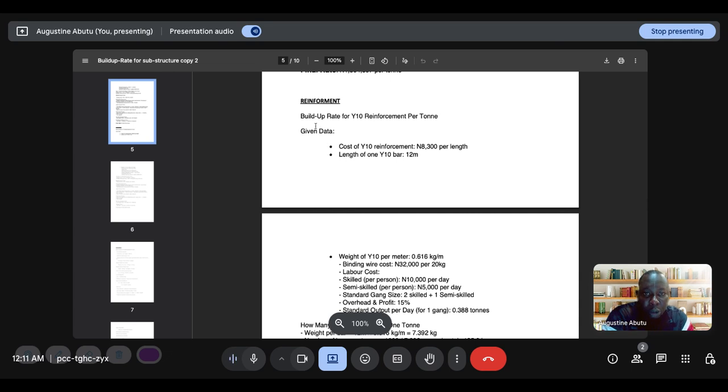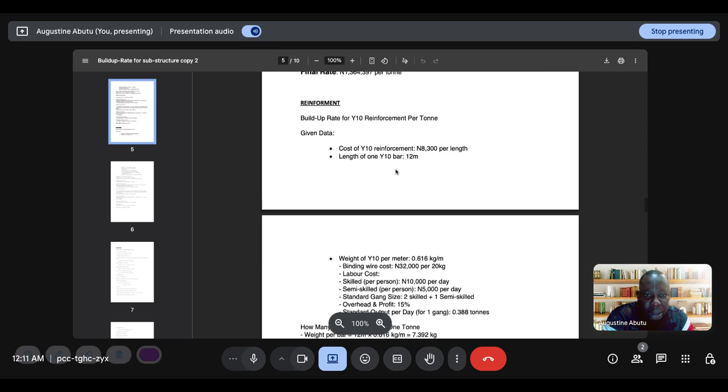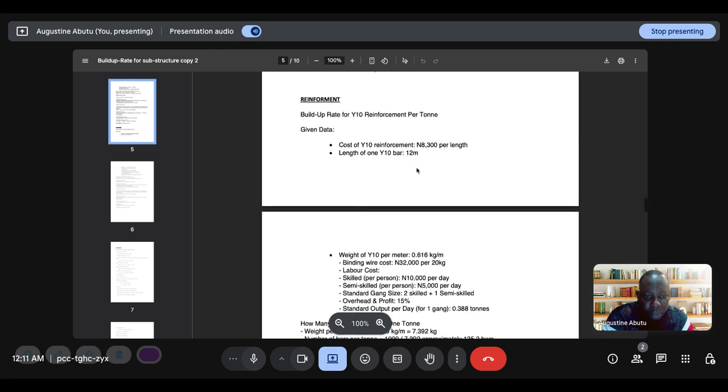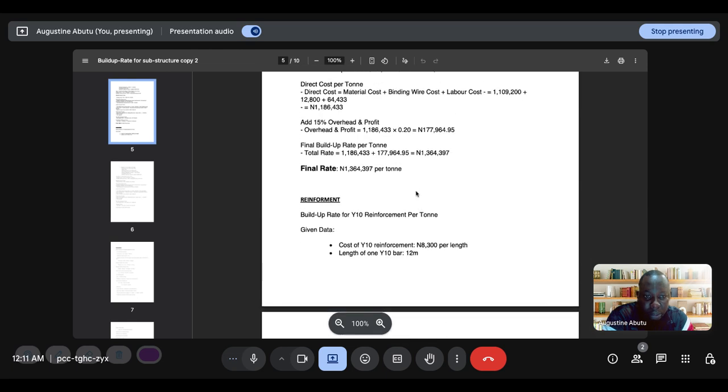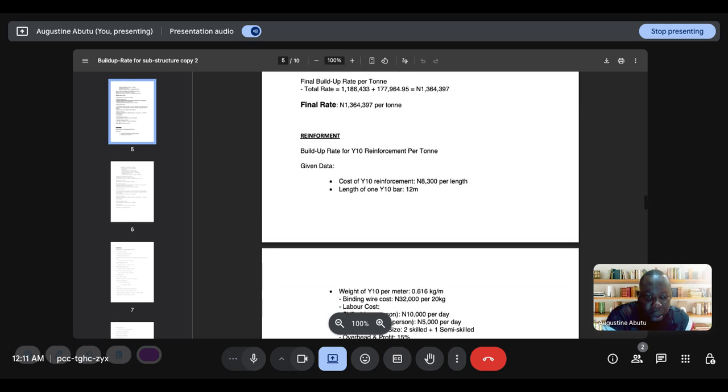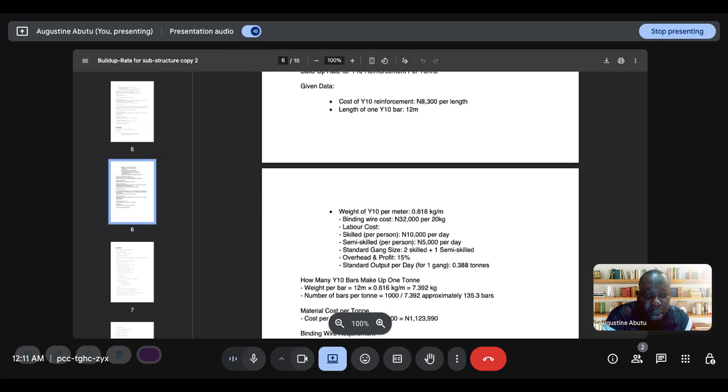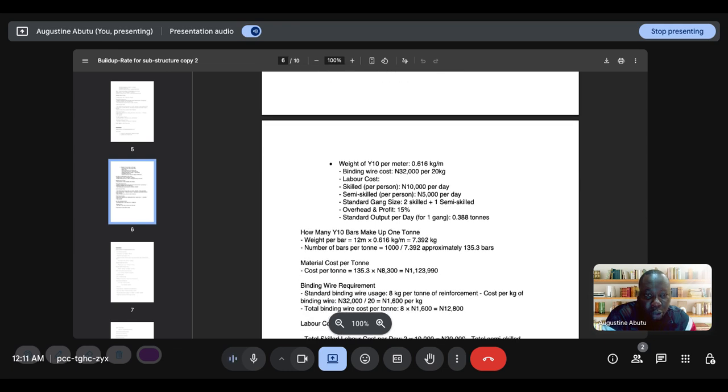We'll be building up rates for Y10 and we'll be looking at material costs, labor costs, and our overheads and profit. The cost of Y10 is 8,300 for one length. One length is 12 meters. The weight is 0.616 kilograms. The cost of our binding wire is 32,000 per 20 kg.